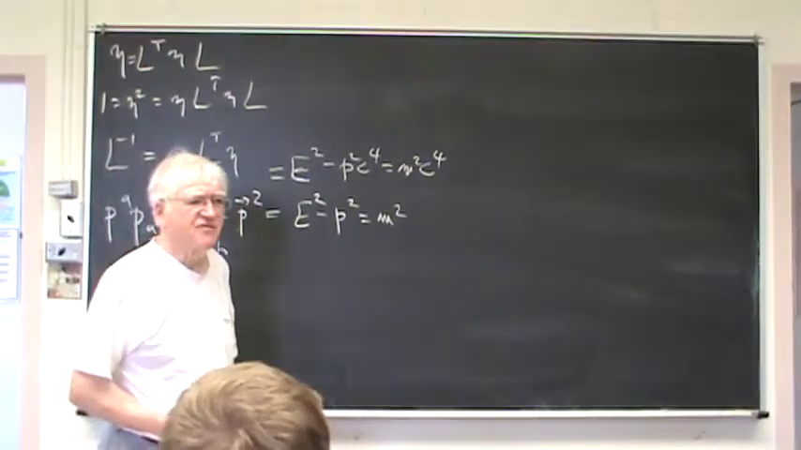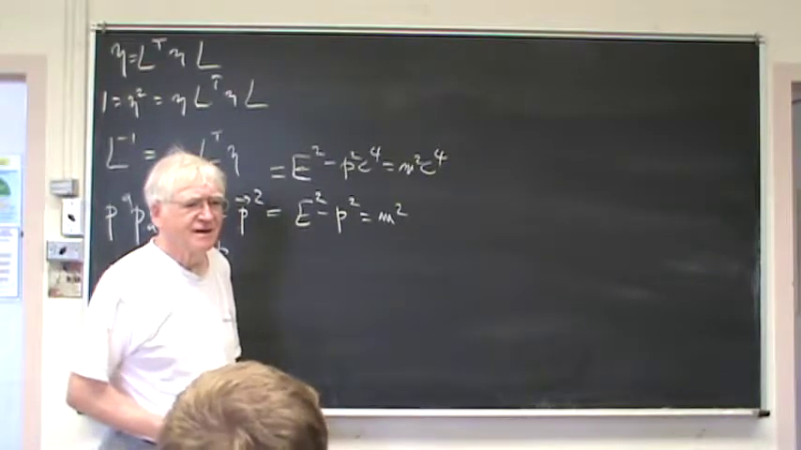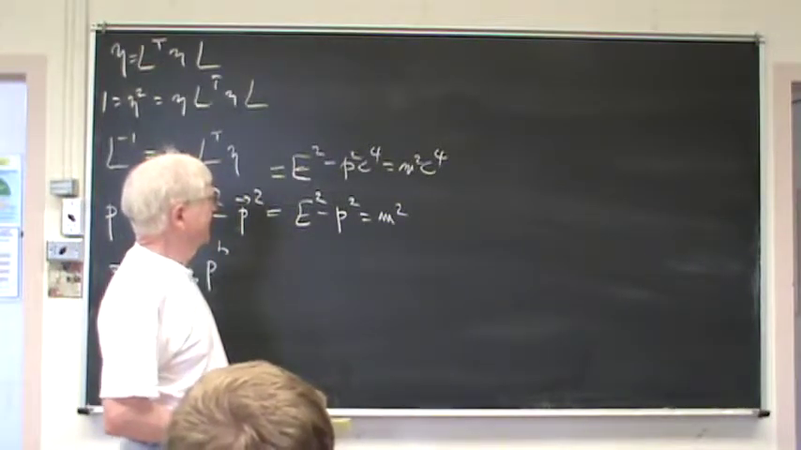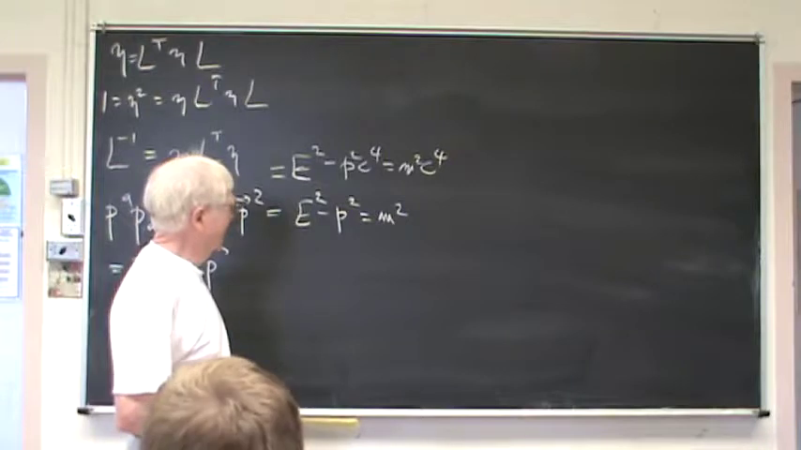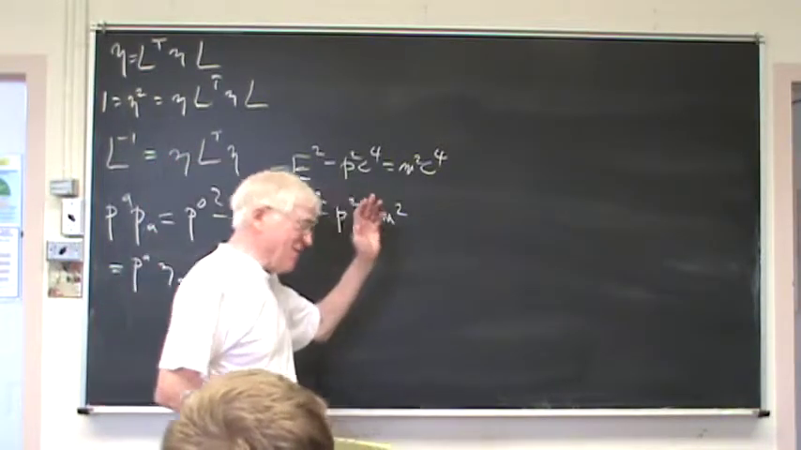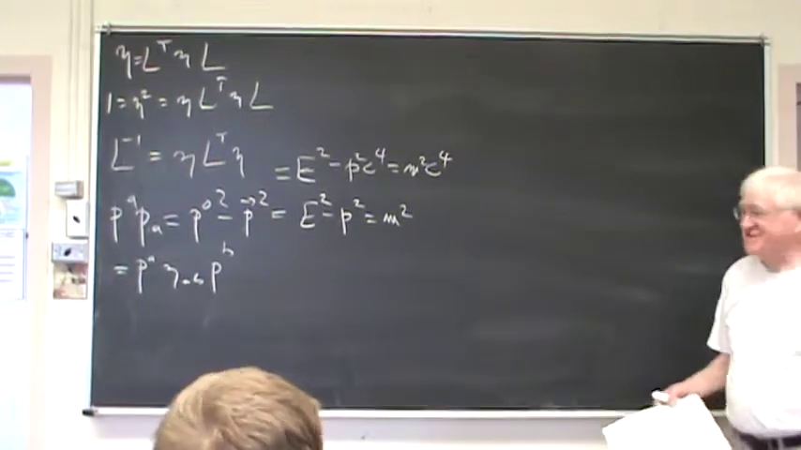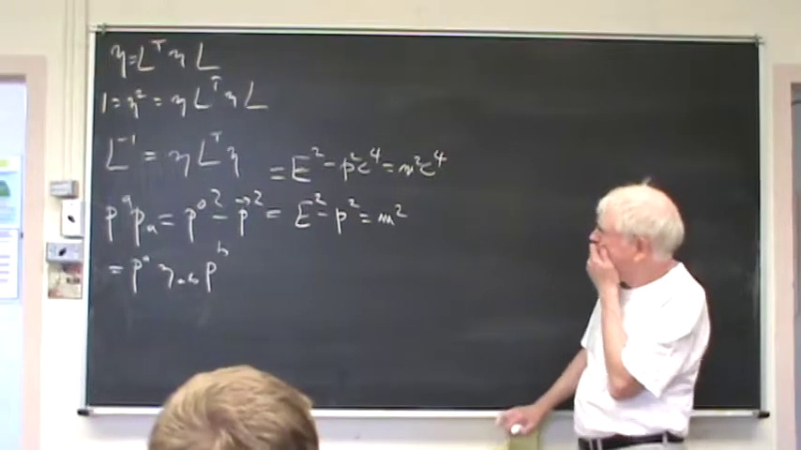P squared c to the 4th. You want p squared c squared? Yeah, it may be. That's why I said equal to 1. Yeah, I set it equal to 1. That's why, thank God, we can set it equal to 1.